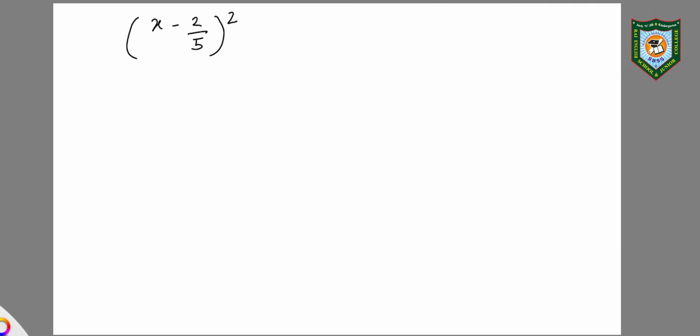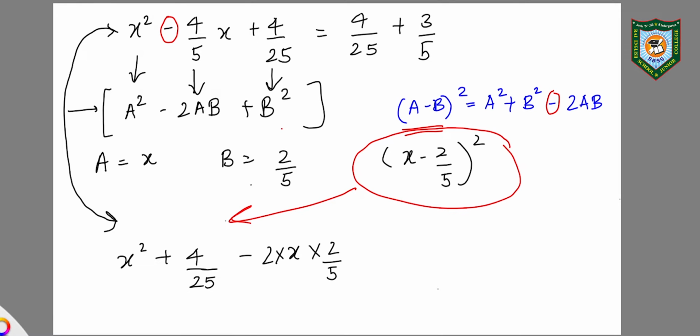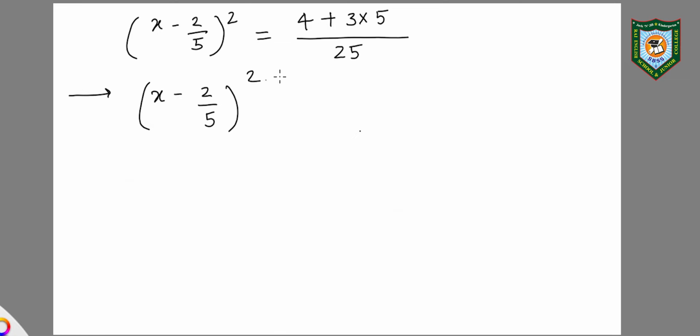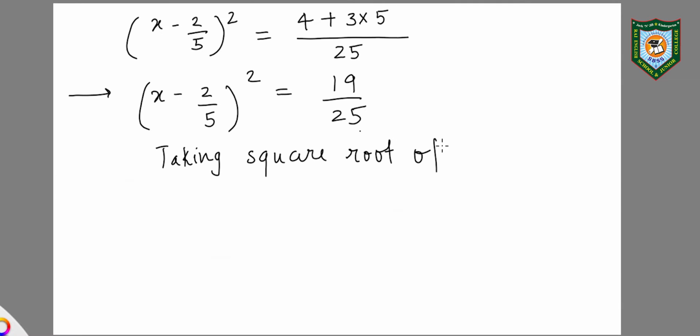As I now have my left hand side, I have to make sure that my right hand side is also evaluated correctly. My right hand side has 4 divided by 25 plus 3 divided by 5. If I follow the LCM rule, I'll have 4 plus 3 into 5 divided by 25. So this implies x minus 2 divided by 5 whole square is equal to 19 divided by 25. Now I'll be taking the square root of the equation.